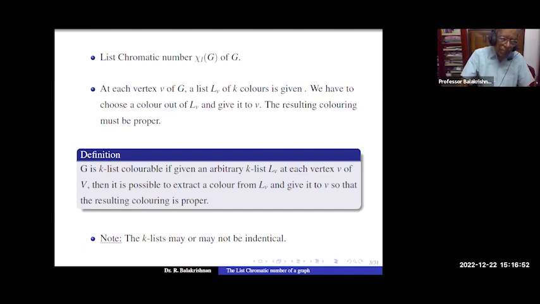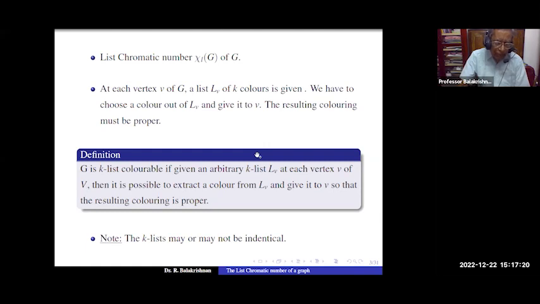So you have the chromatic number and the listochromatic number. At each vertex you have a k-list, and you have to pull out a color out of the list and then give it to that vertex. The resulting coloring must be proper. So at each vertex v of G, a list L(v) of k colors is given. We have to choose a color out of L(v) and give it to v. The resulting coloring must be proper.